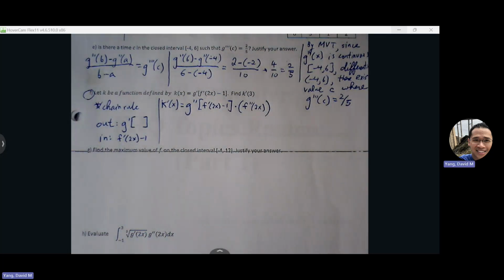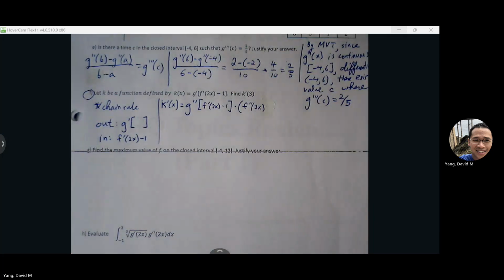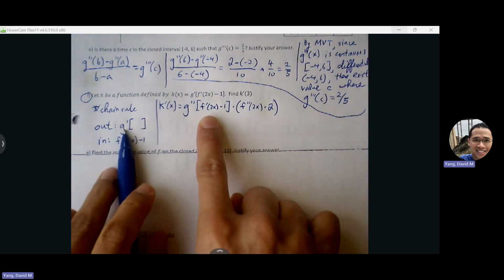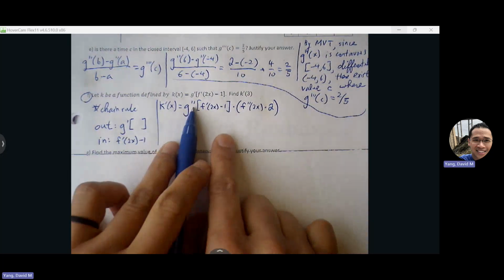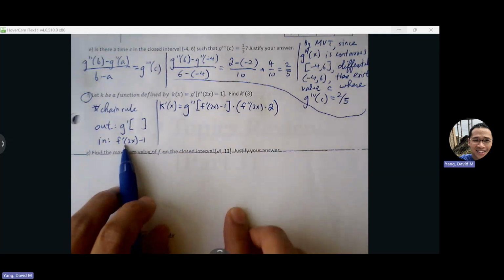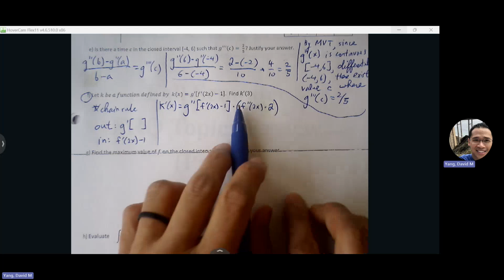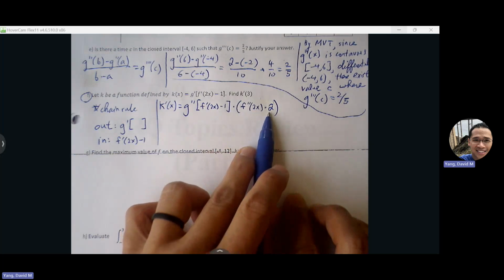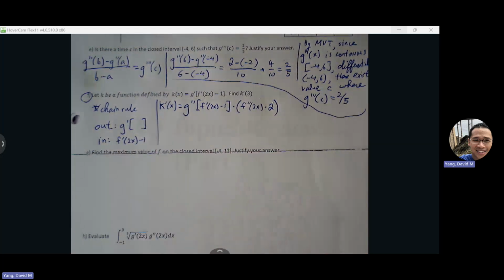Oops, times 2. So outside derivative, G prime becomes G double prime, and we keep everything inside the same. And then we're ready for the inside derivative. F prime of U becomes F double prime of U times U prime, and then the -1 drops out.